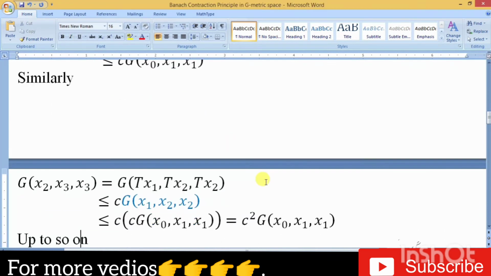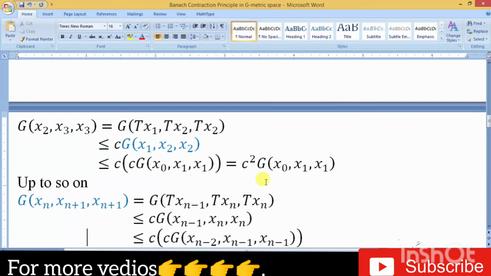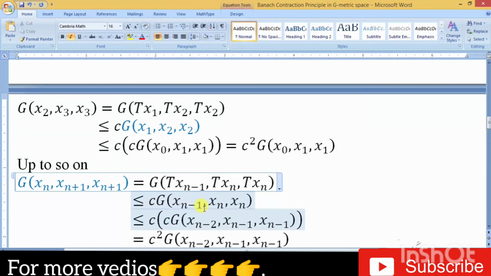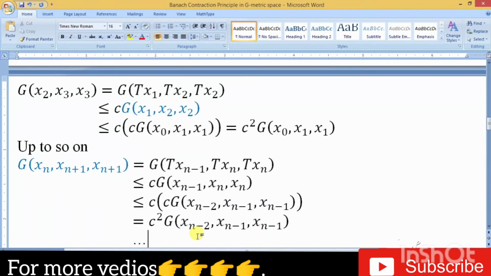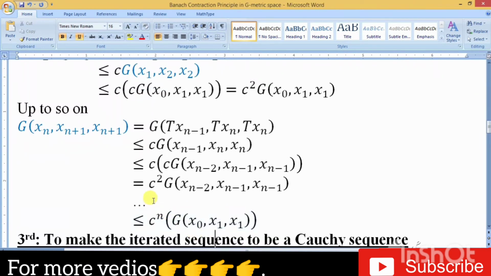With the same mechanism we proceed to the next terms, and so on, up to the nth term in mapping form, and apply the Banach contraction one time after another, and put their previous values. We get its terms of the sequence after applying the contraction, which shrinks to d of x0, x1.